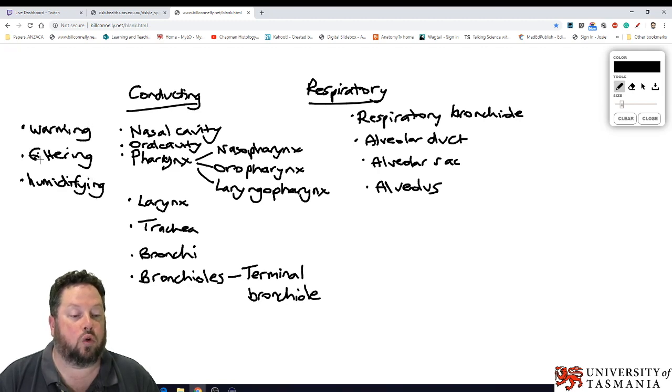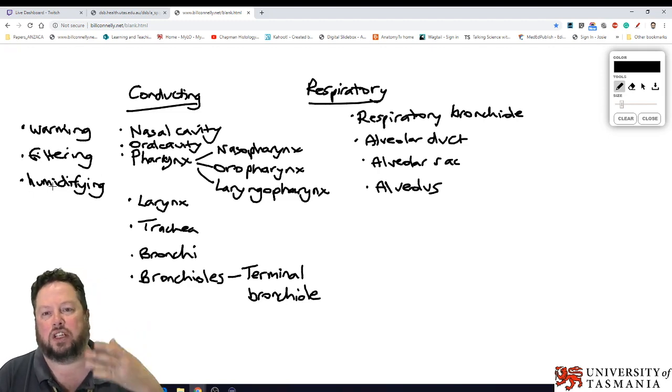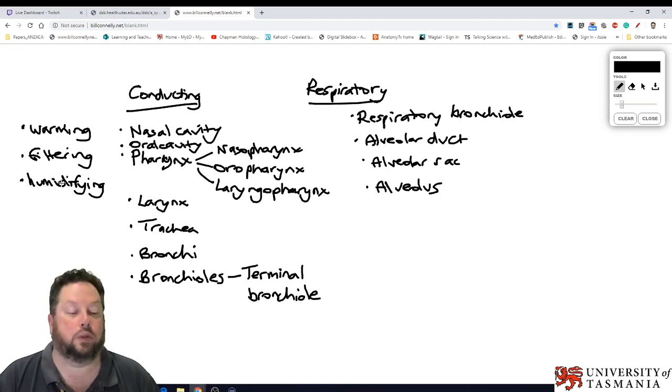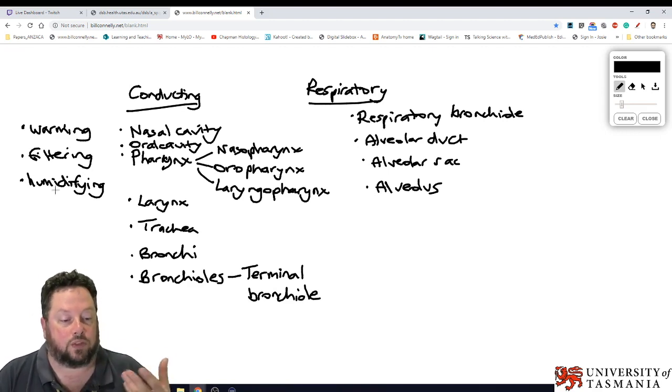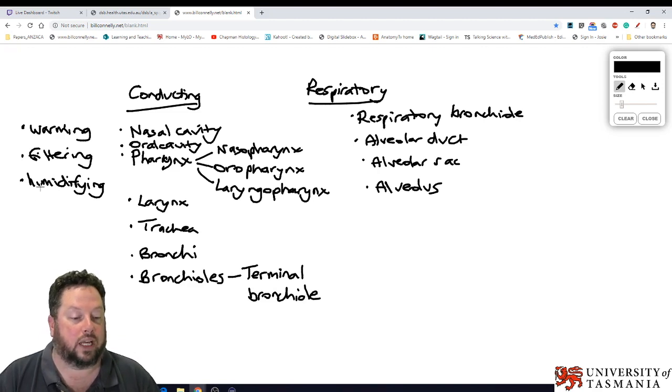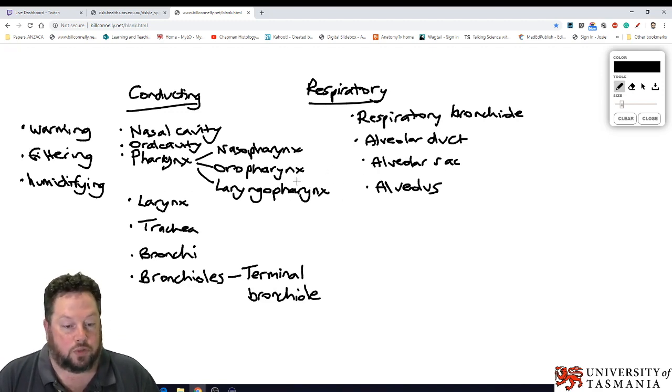So that the air is warmed, it's cleaned up before it reaches the alveoli, and it has water added to it. Because the air is generally quite dry. Unless you live in very humid environments, it can be relatively dry, and you want to add some water vapor to it, so it actually doesn't dry out all of these lower respiratory systems. All right, so we're going to sort of anatomically make our way through.